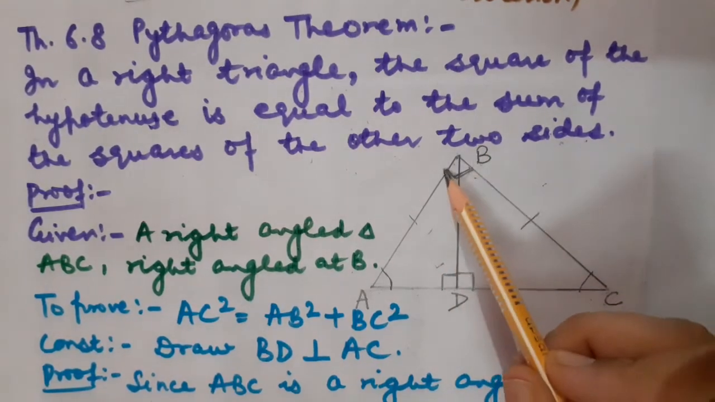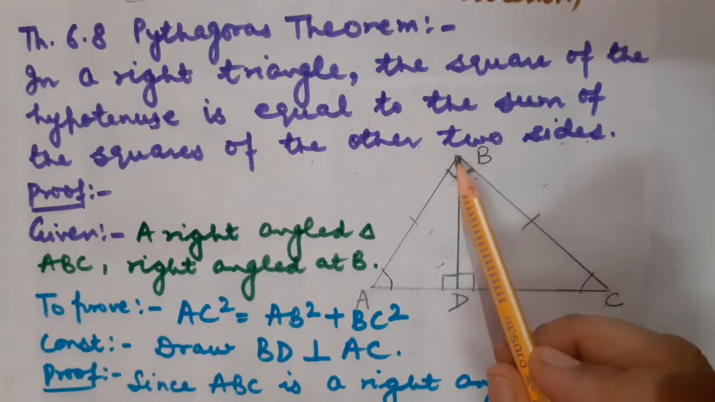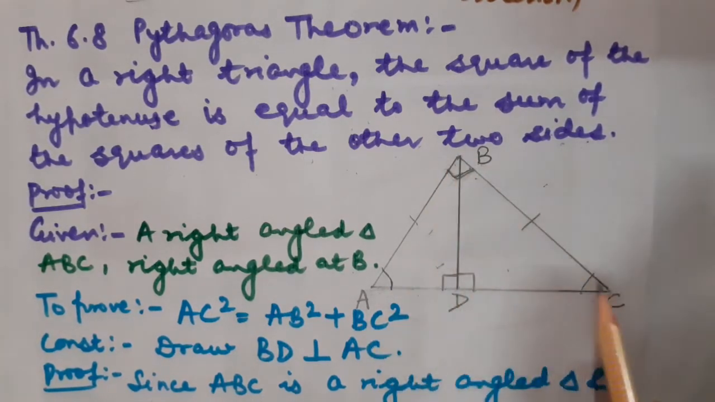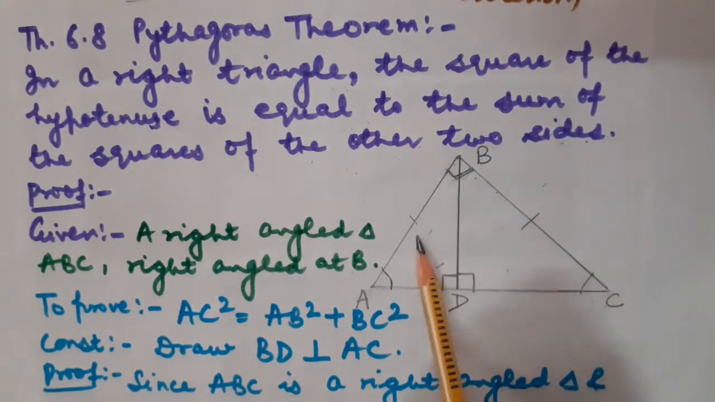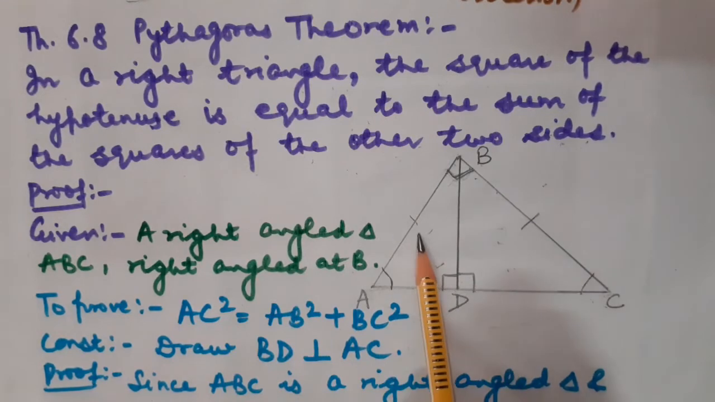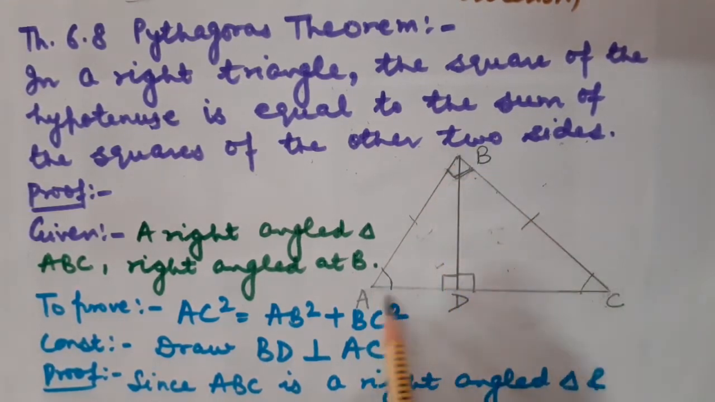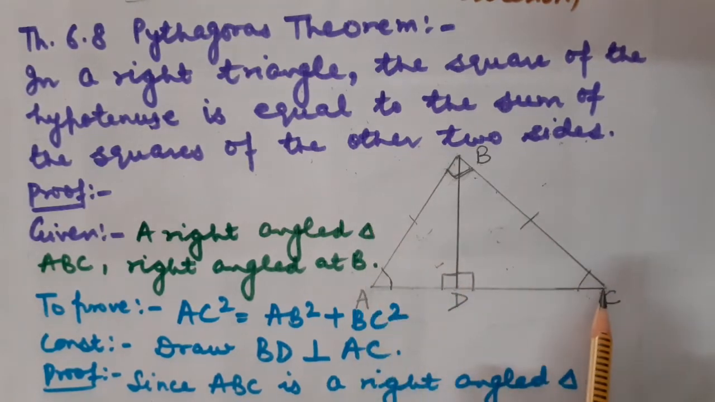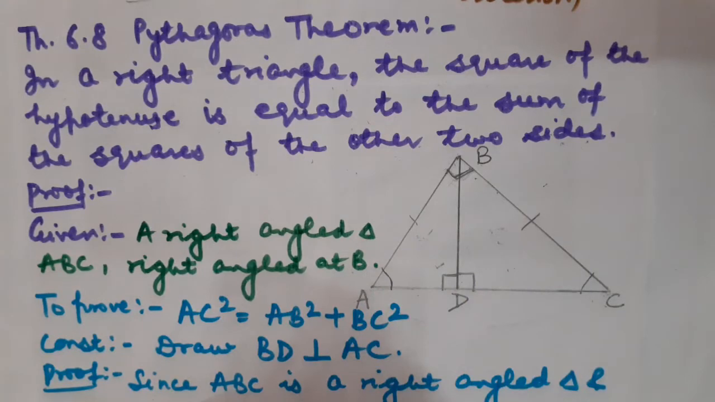Okay. If a perpendicular is drawn from the vertex of the right angle of a right angled triangle, then there will be two triangles formed. You can see here there are two triangles formed. These two triangles are similar to each other as well as they are similar to the bigger triangle, that is ABC. Clear? So this statement we are going to use to prove this theorem.